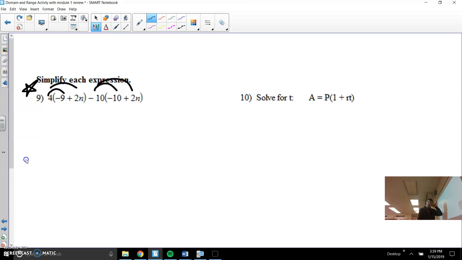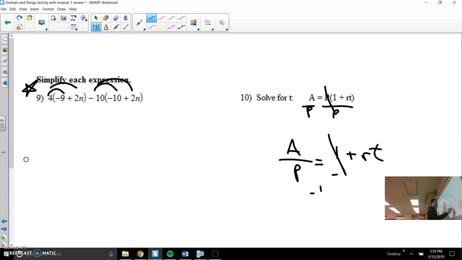Now we are solving, so we do use opposites for number 10. You don't use that for number 9 because the directions are simplified. So let's start by seeing that p could divide immediately to the other side. So a divides by p, and that gives you 1 plus rt. Now I want to move the 1, so I'm going to subtract 1 from both sides. Get some space over here: a over p minus 1 equals rt. So slowly getting t by itself. And now I'm sure you're probably knowing that r and t are against each other, which means multiplication. So the last thing I need to do is divide everything by r.